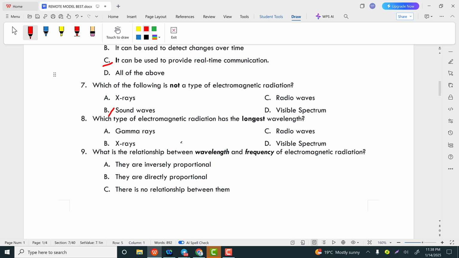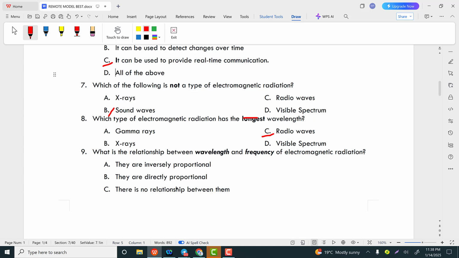Question number 8. Which type of electromagnetic radiation has the longest wavelengths? From the 4 available choices, which one has the longest wavelengths? As you know, wavelength and frequency are inversely proportional. So the gamma ray has short wavelengths, X-ray has short wavelengths, radio wave has long wavelengths, visible spectrum has relatively medium wavelengths. So the longest wavelength from the available options is radio wave. So this is the answer.